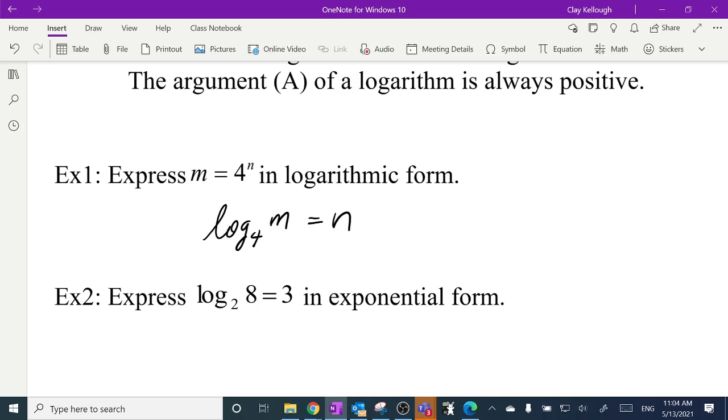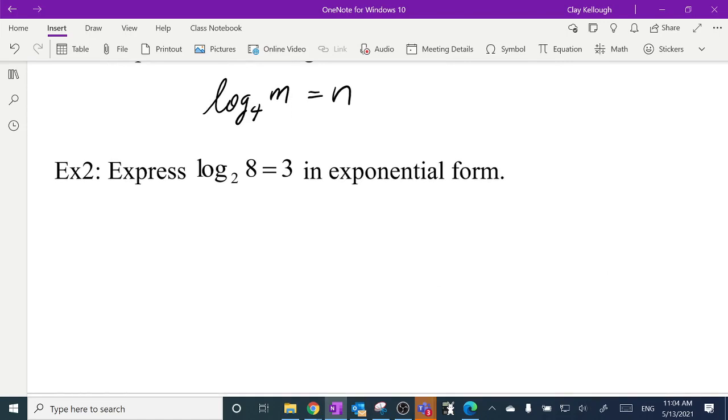All right, let's do one without so many variables. Log to the base 2 of 8 is equal to 3. 2 is the base. 3 is the exponent. 8 is the argument. And again, I say that in my head as, if I'm timesing 2's together, I'll get 8 in 3 steps. Or 2 times itself 3 times is 8.